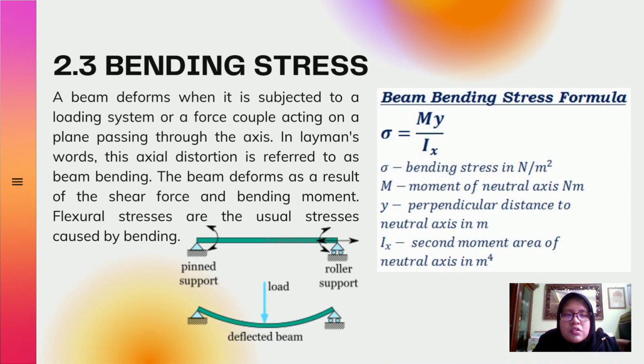Okay, we proceed to the bending stress. Bending stress occurs when a beam deforms when it is subjected to a loading system, or a force couple acting on a plane passing through the axis. The beam deforms as a result of the shear force and bending moment. Flexural stresses are the usual stresses caused by bending. We can also see the beam bending stress formula that is used to get the bending stress.